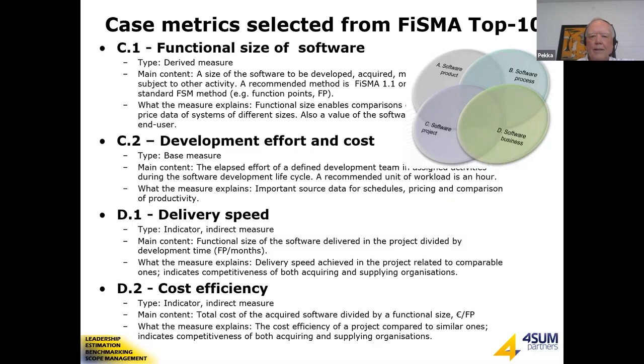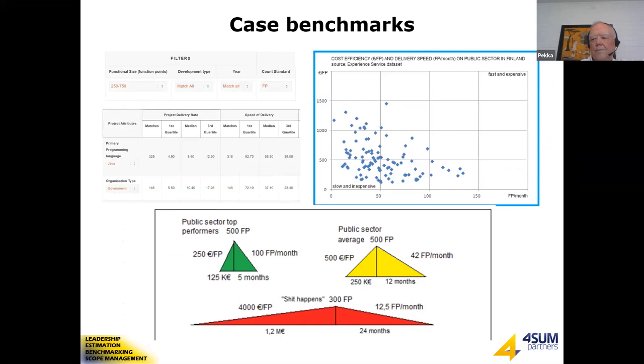Okay, and here are the case results. Oh, actually, these are not case results yet. These are the benchmarks that we selected. On the top left, there are some lines from the ISBSG PDQ tool. You can see that we selected the functional size of the benchmark being from 250 to 750 function points, because we knew that that will be the size category where our development will match. And then we took primary programming language, which is Java, and also organization type, which is government, as close as possible to the public sector.